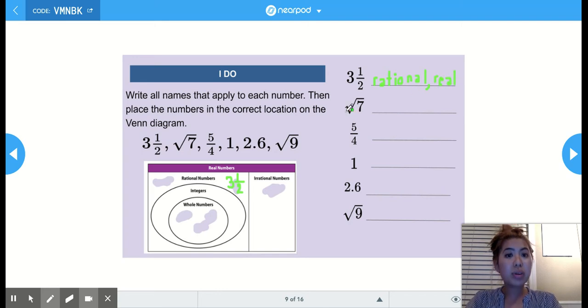Then we have square root of 7. So we know that's not a perfect square because no whole number times itself is equal to 7. So this is going to be an irrational number and a real number. Then we have 5/4, which is a fraction. So it's going to be a rational number and a real number.